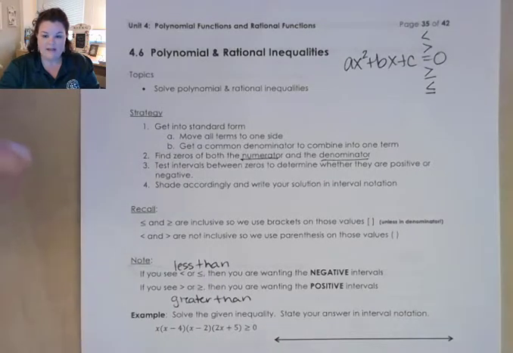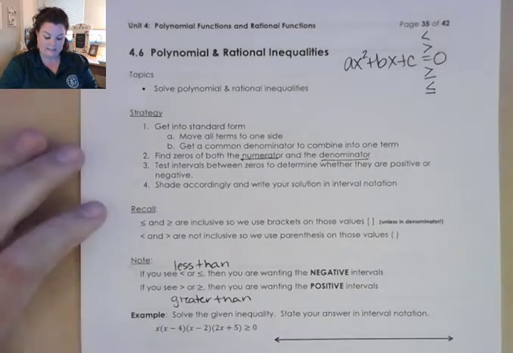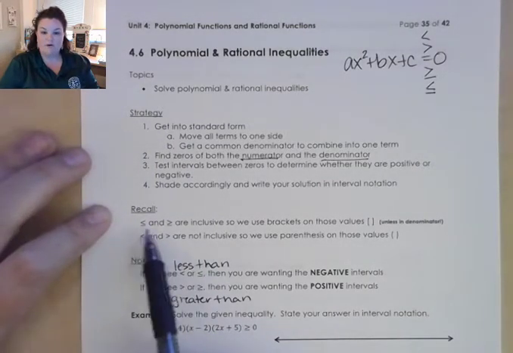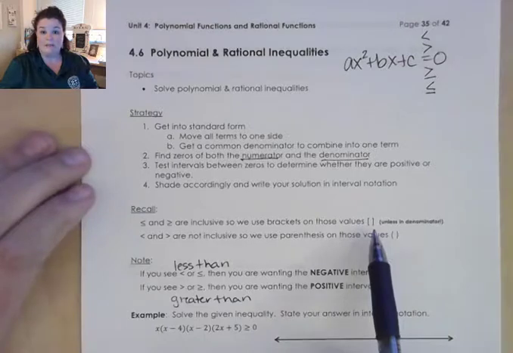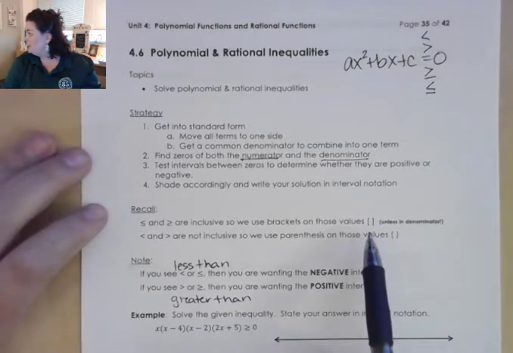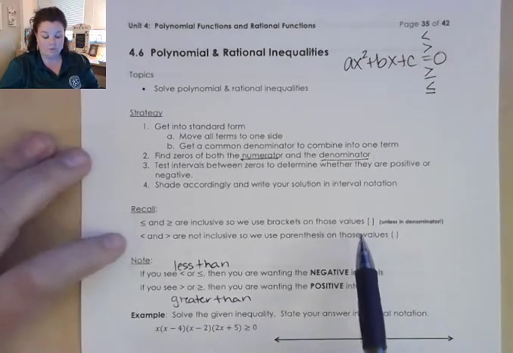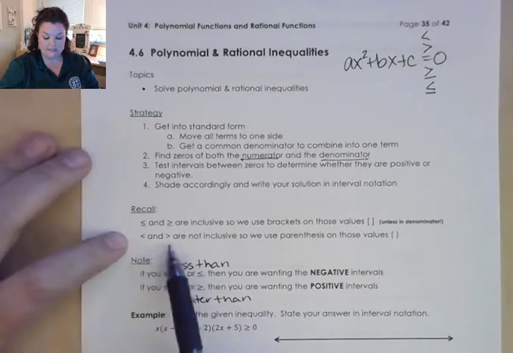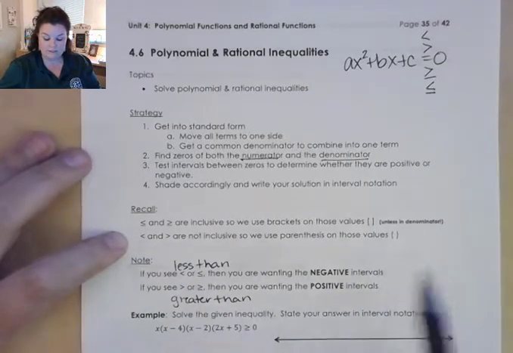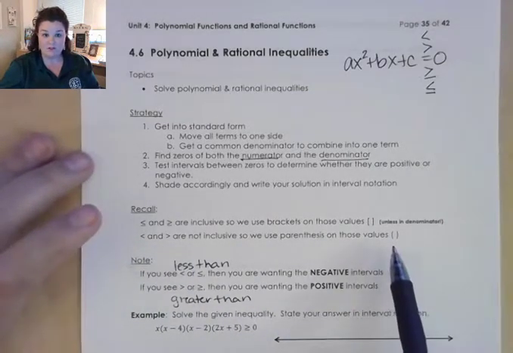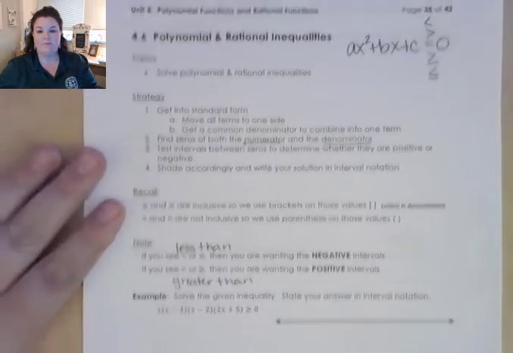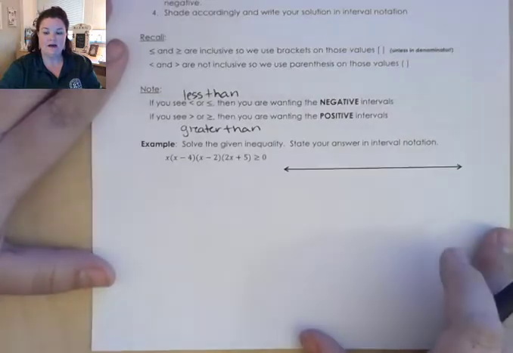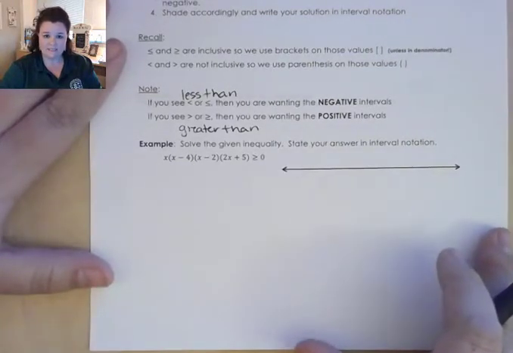All right, and then the only other thing to note is if we have the equal to bar under our symbol, that means that we are talking about inclusive values, meaning we use brackets to include those zeros, okay? If we are dealing with strict inequalities, then we use parentheses. Parentheses means that those 0 values cannot be included, okay? So let's just go ahead and jump into one so that you can see the process here, all right?